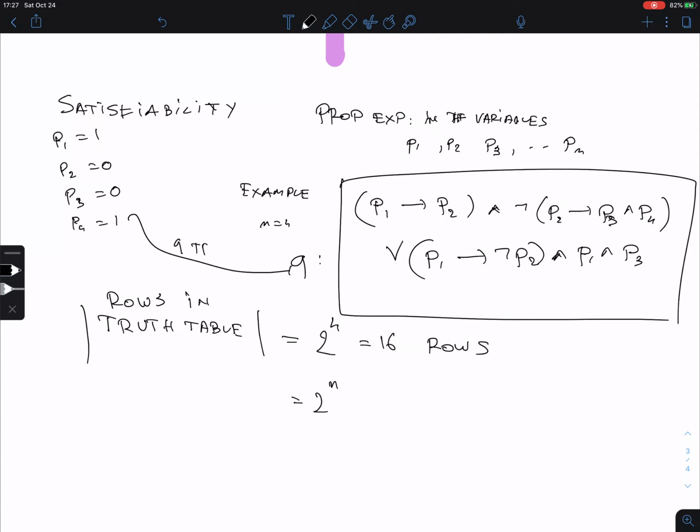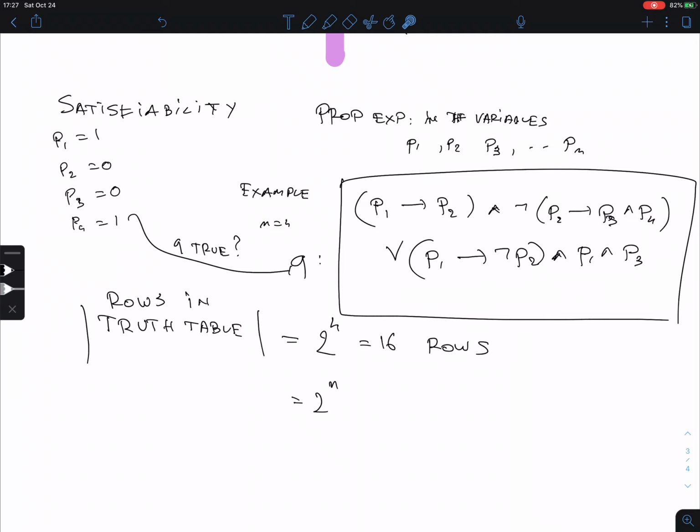Is Q true? Okay, for this particular assignment, does Q become true? And if it's not for this one, perhaps for another one. And satisfiability says, well, show me at least that there is one possible choice, say this one or perhaps another one, such that this becomes true.